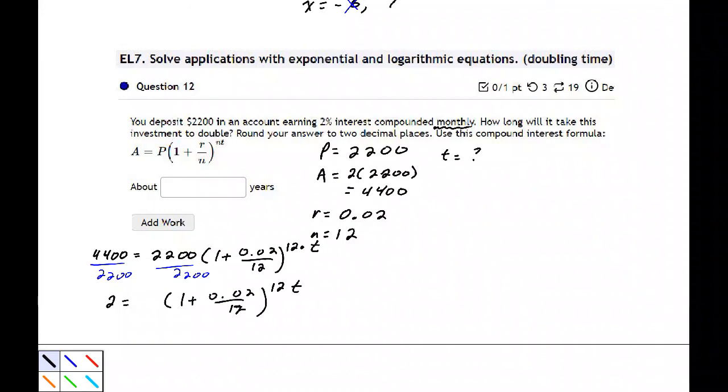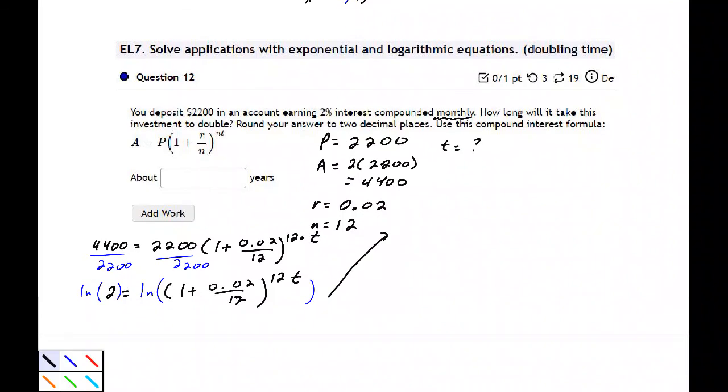It's 12 times t. The only way we can get exponents out is by taking a log of some sort. So in this particular instance, I'm going to take the natural log. So I'm going to take the ln of both sides. This allows us to use the power rule and to write this equation as ln of 2 equals 12t ln parentheses 1 plus 0.02 over 12, close parentheses.